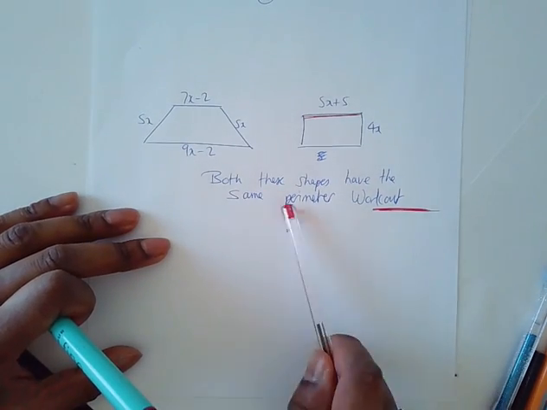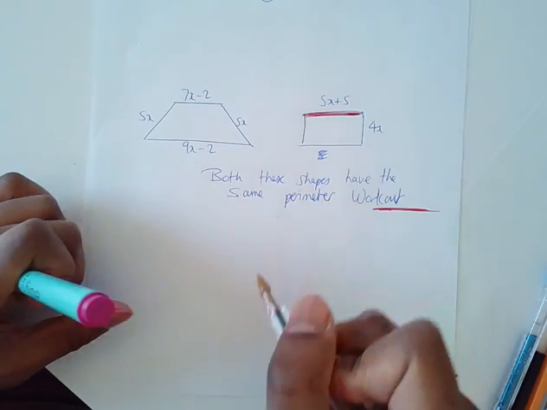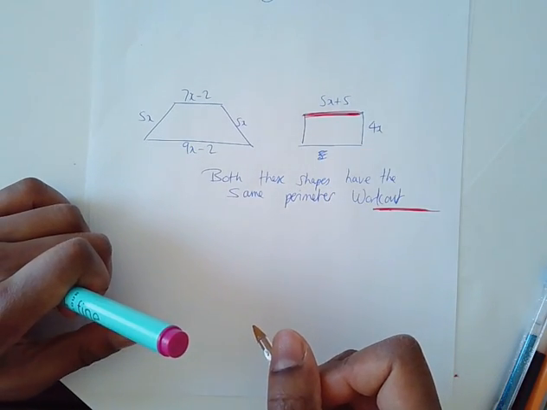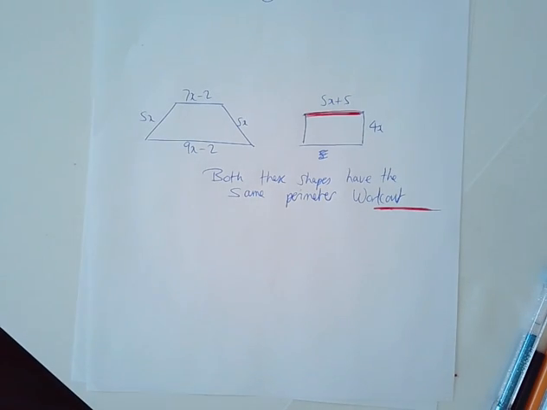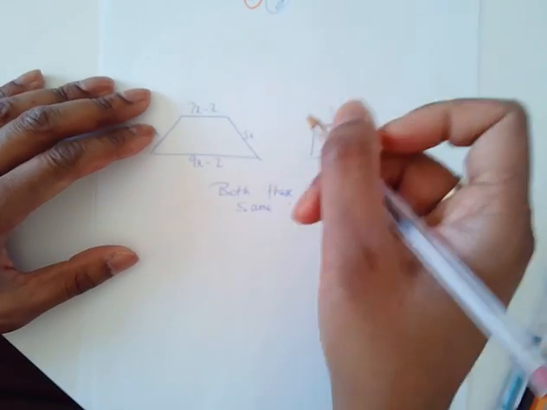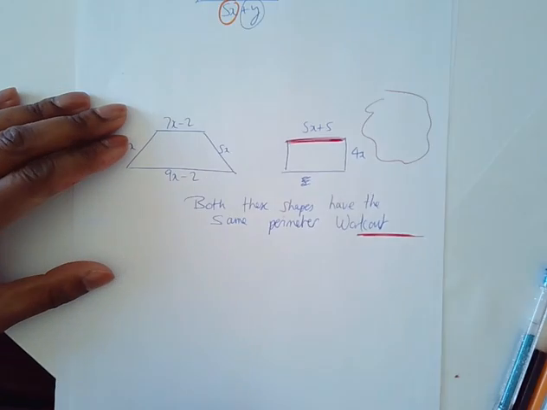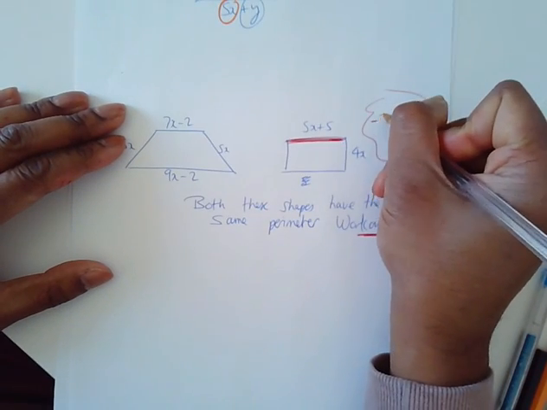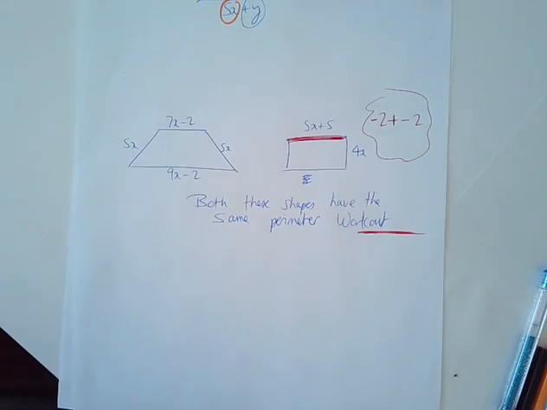Both these shapes have the same perimeter. Work out the length of this. Now, before I do that, there's something I need to mention to you before you get confused. In case I end up with a situation where I'm doing, let's do this on the side, let's suppose you've got -2, add -2. Now you might think, oh, 2 negatives make a positive. Hold on.